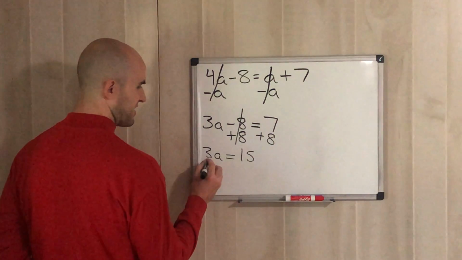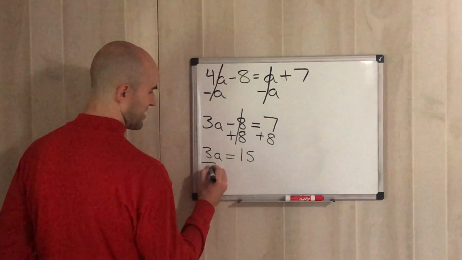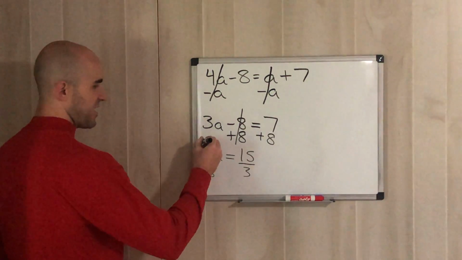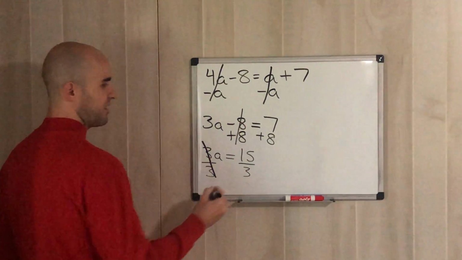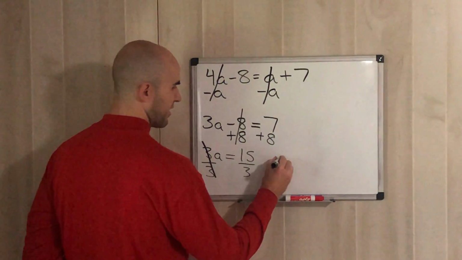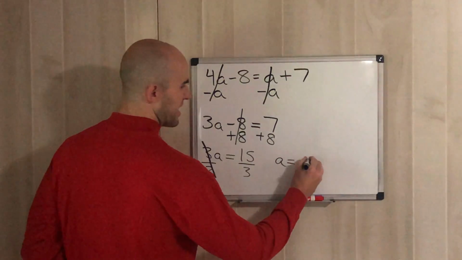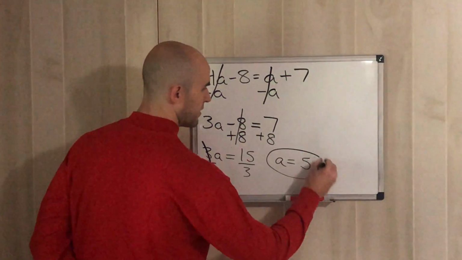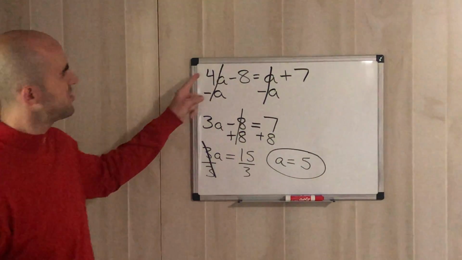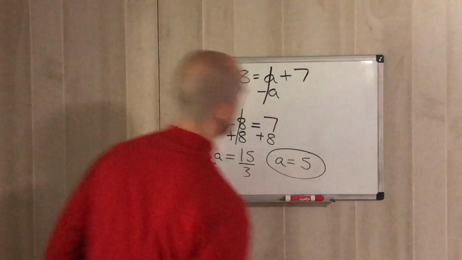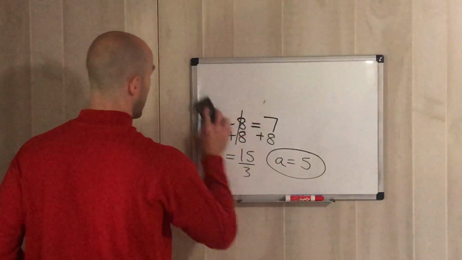Now to get a by itself, opposite of multiplication is division. And if I divide that by 3, I gotta divide this by 3. The 3's cancel out, right? They're 1. So we're left with a equals, and then 15 divided by 3 gives us 5. Again, once you get in the habit of getting rid of the smallest variable, it makes your life so much easier, guys. A lot easier.